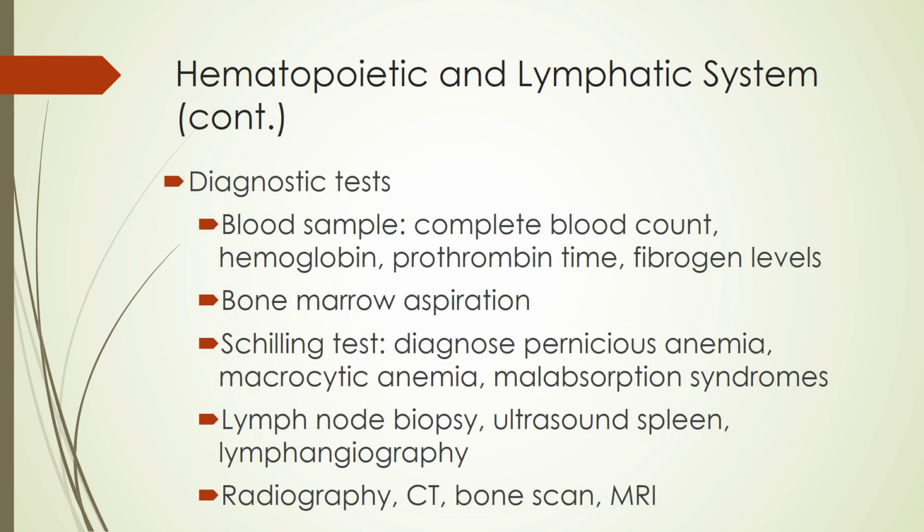So, anyway, diagnostic tests for the hemopoietic and lymphatic system. Blood sample, complete blood count, hemoglobin, prothrombin time, fibrinogen levels. You can have bone marrow aspirations. Schilling's test for the diagnosis of pernicious anemia, microcytic anemia, and malabsorption syndrome. Lymph node biopsies, ultrasound of the spleen, and lymphangiography. That one's a hard one to say. Radiography, CT, bone scan, MRI.